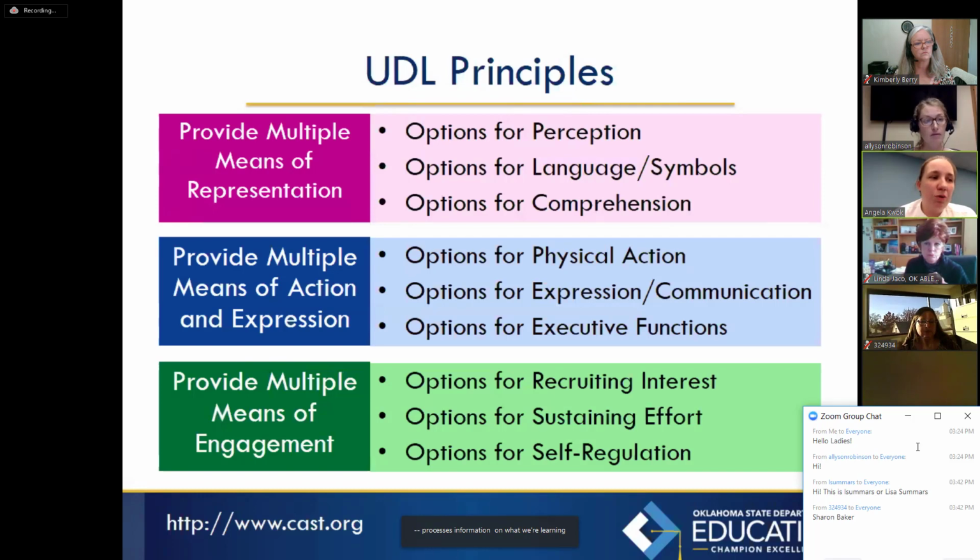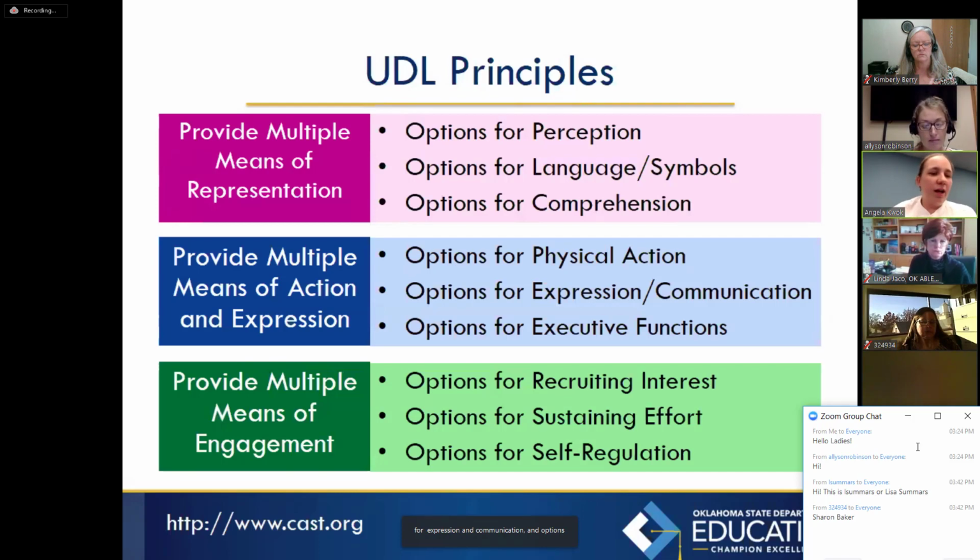Through our slides today, we are going to give several examples on how there are different means of representing information to students. One of the bullet points under that would be options for perception, options for language and symbols, and options for comprehension. As you can see, the next bulleted area is a different learning network of the brain, and that's the multiple means of action and expression. That's just how students are engaged with the lesson and how they are interacting with the lesson. Our 3 bullet points there are the options for physical action, options for expression and communication, and options for executive function.